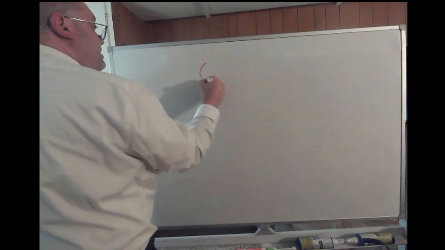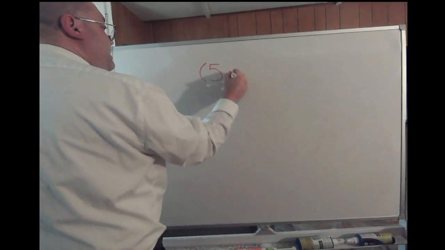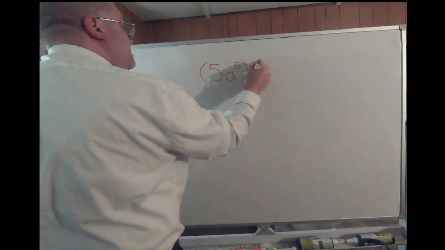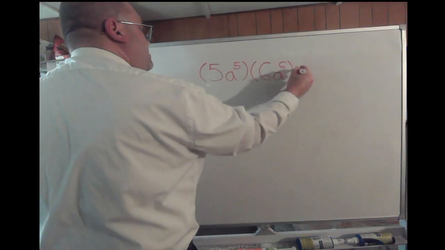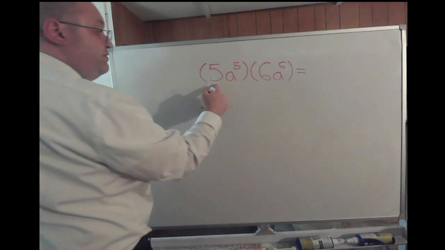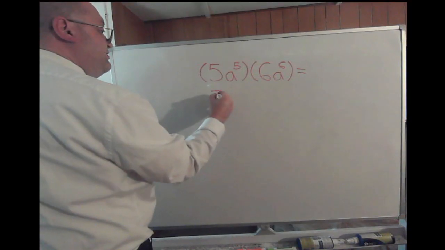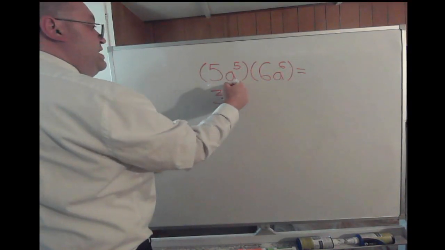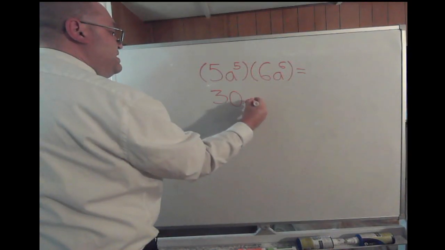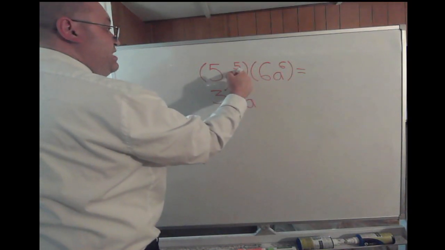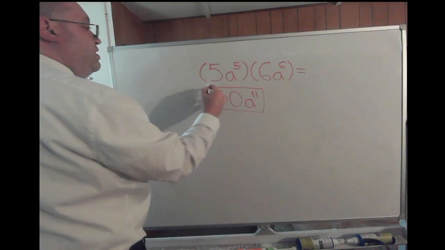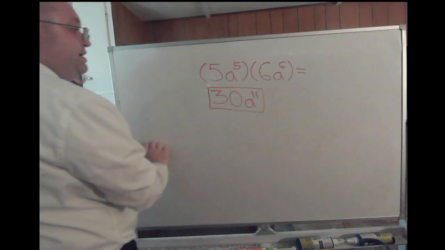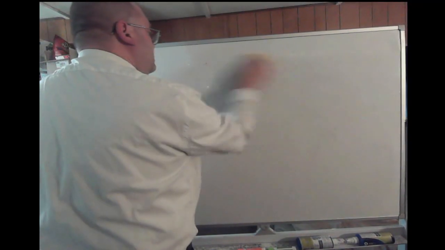Alright, let's say we have 5a to the fifth times 6a to the sixth. Well, again, you multiply your coefficients. 5 times 6, that would give you 30. Now a to the fifth times a to the sixth, you'll have your base a. You add up your powers, 5 plus 6, that's 11. So the answer you would get is 30a to the 11th power. That's exactly what you would get. So yeah, doing these actually isn't that bad.